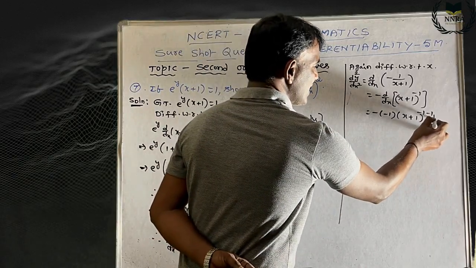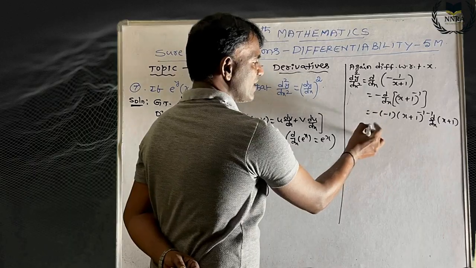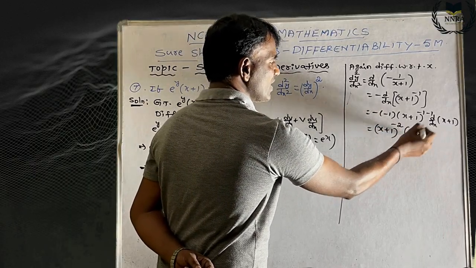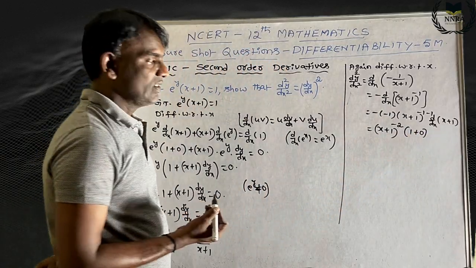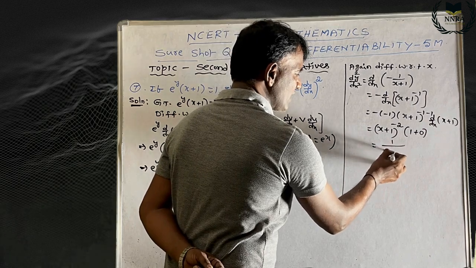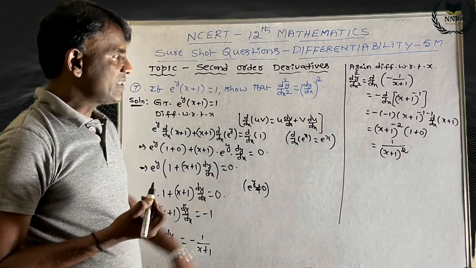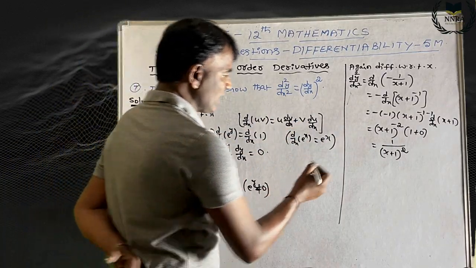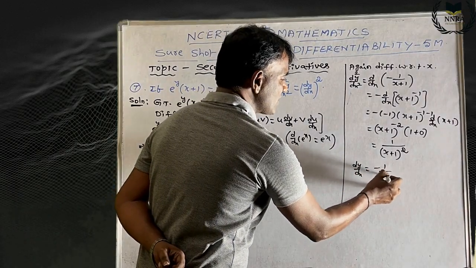But it is not x, so again differentiate the bracket value. So minus into minus is plus, it is x plus 1 whole power minus 2. So d by dx of x is 1, d by dx of 1 is 0. So if you write the minus power in the denominator, we get 1 by x plus 1 whole square. So this is d square y by dx square. What is the actual value of dy by dx? This is minus 1 by x plus 1.